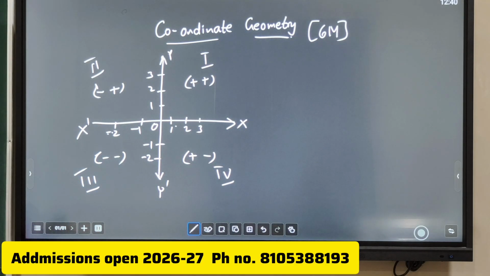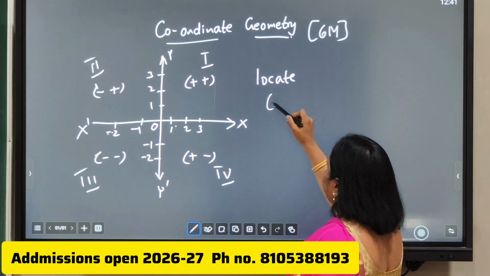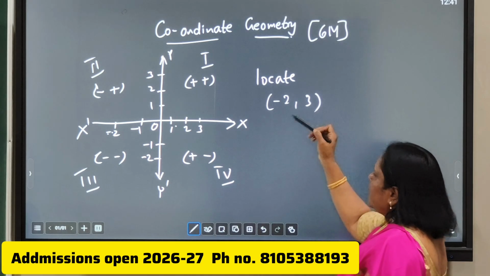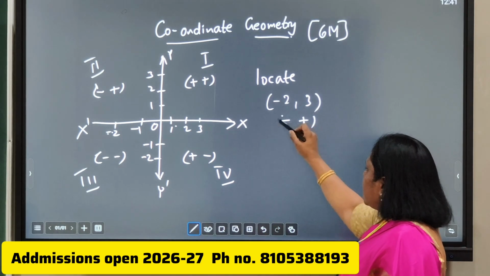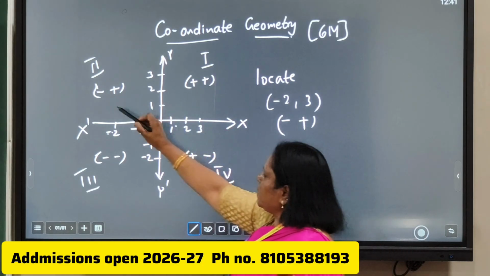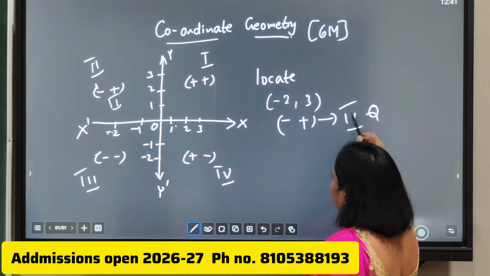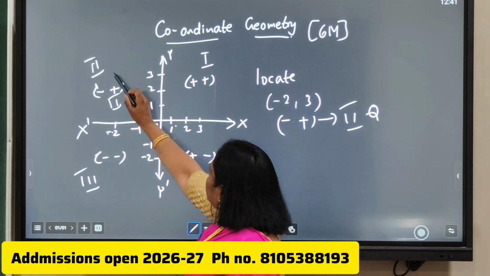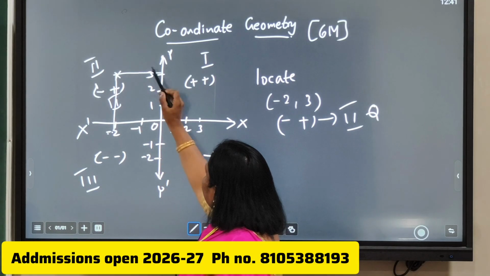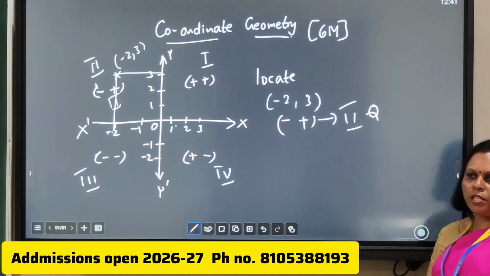1 mark question, compulsory question in the SSLC board exam, they can ask like locate, say for example minus 2 and 3, in which quadrant it lies. Minus and plus lies in which quadrant? It lies in the second quadrant. How are we locating it? Minus 2 is here and 3. So the point lies here. So we can locate this as minus 2 and 3. This many times they have asked for 1 mark question.